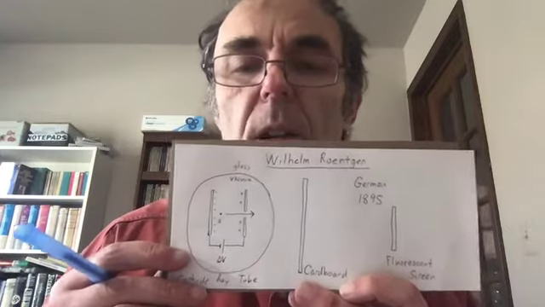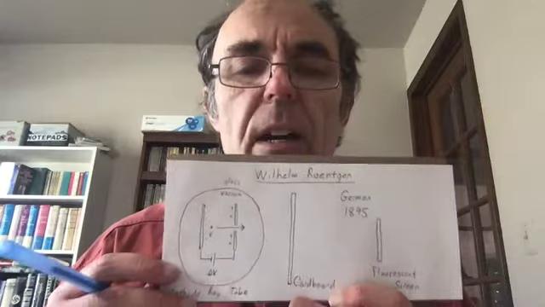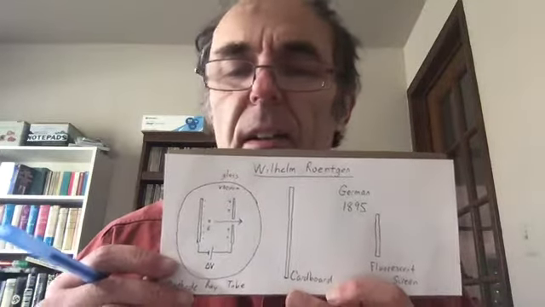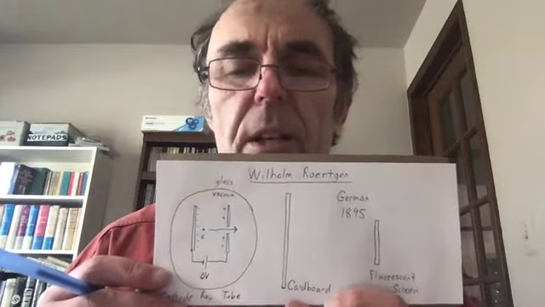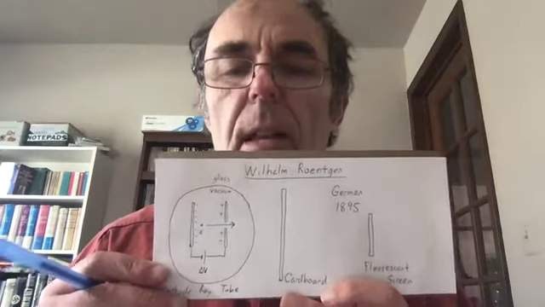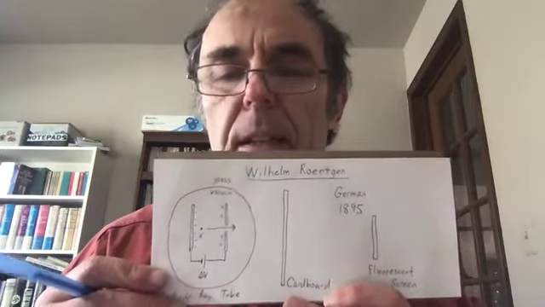So Röntgen announced this in 1895, and the whole idea caught on like wildfire. You might be surprised that in those days when they didn't have the internet and ways to transfer information, it was surprising how fast it went through the scientific world. But everybody started working on X-rays, and it became the big thing.